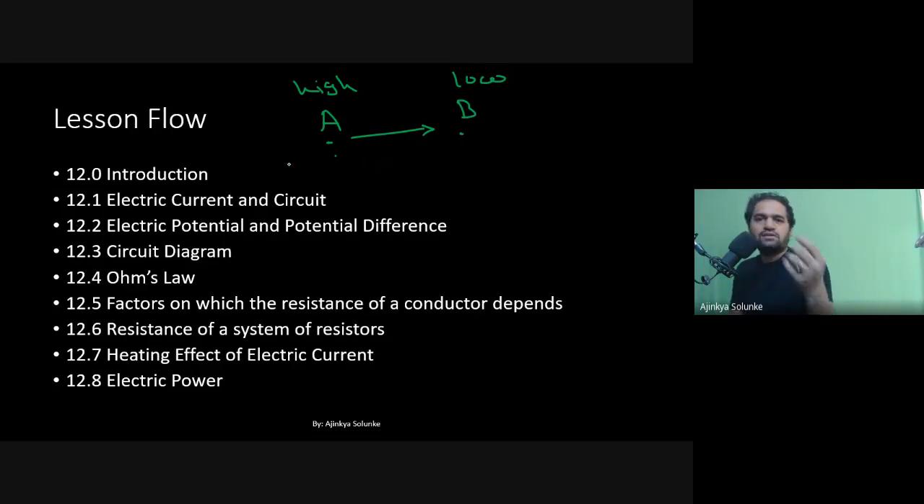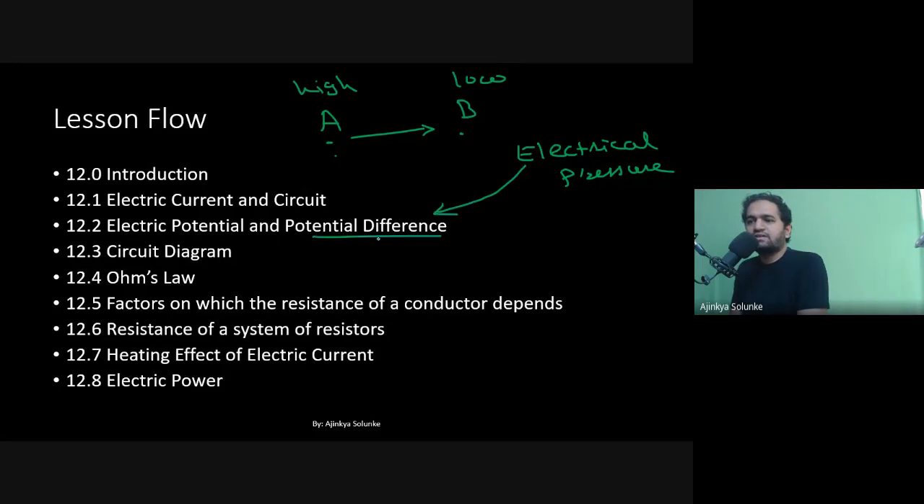Okay, so what kind of word do we have for this? The word we are looking for is electrical pressure. So this is electrical pressure, like high electrical pressure to low electrical pressure. And what is another name for this electrical pressure? Potential difference. Another name for electrical pressure is nothing but potential difference.